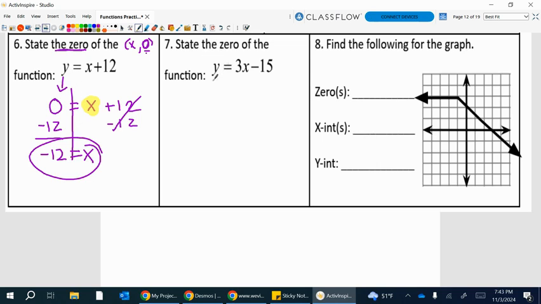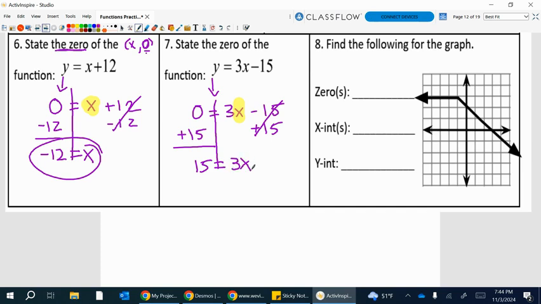Same thing here. First step, change the y to a 0. Then I solve for x. This is a two-step equation. Okay, I want to have the x by itself. I always add or subtract before I multiply or divide. So this is subtracting 15. I'm going to add 15 to both sides. 0 plus 15 is 15 equals 3x. This is multiply. The opposite of multiply is divide. So I'll divide both sides by 3, and I get 5 equals x, or x equals 5. And that is the 0.